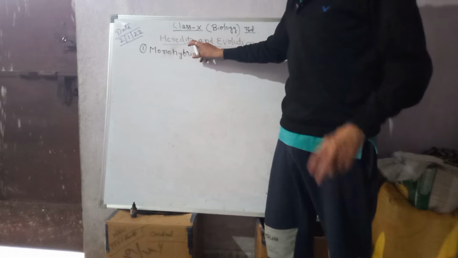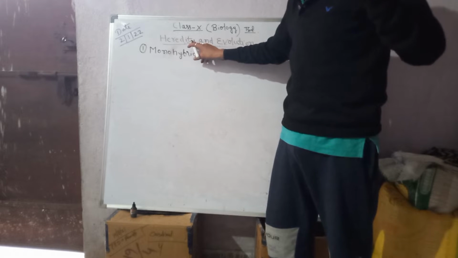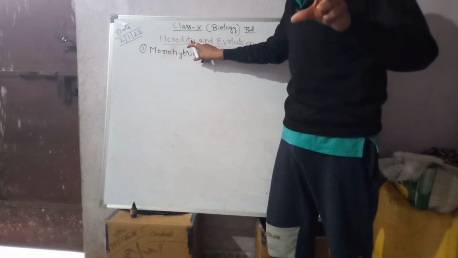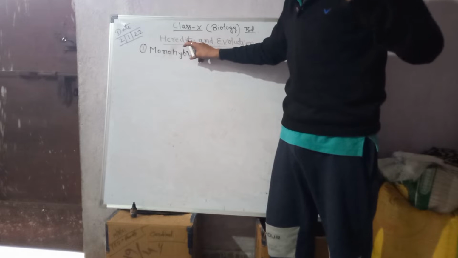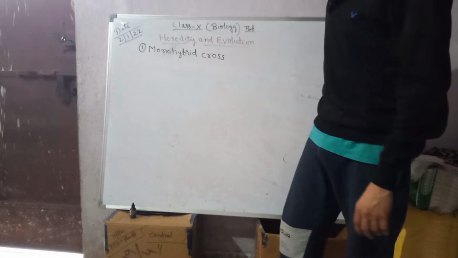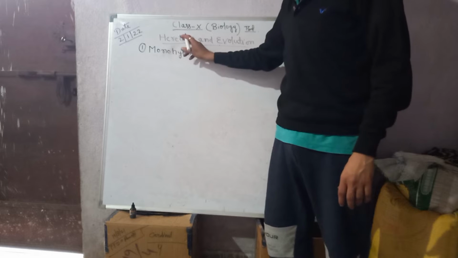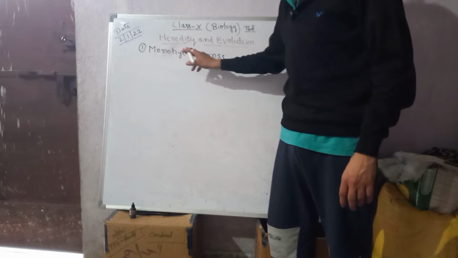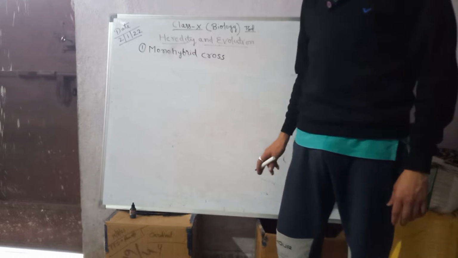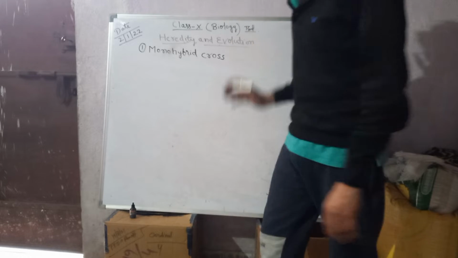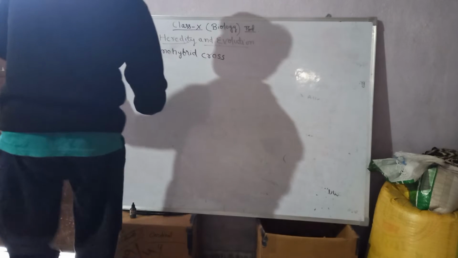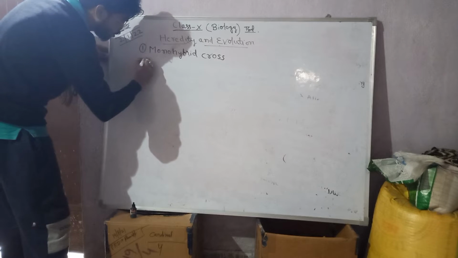And after that you know about Mendel, the pea plant, Pisum sativum, and the 7 pairs of contrasting characters of this pea plant. That is point number 5. Now my dear student, here we are discussing the monohybrid cross. This is our today's agenda. We have to discuss the monohybrid cross. So what is the meaning of this monohybrid cross?